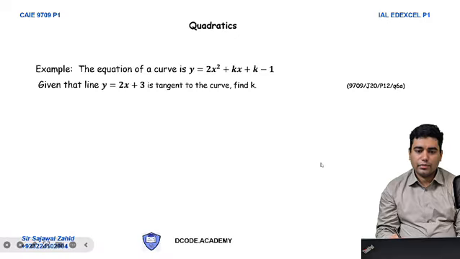So let's see an example. Here we have a quadratic equation as well as a line equation given, and it's given that the line and curve are tangent. So when we equate the curve and the line, we simplify to a quadratic equation. When we find the discriminant, we make it equal to 0 because the line is tangent to the curve. That will help us find the value of k.